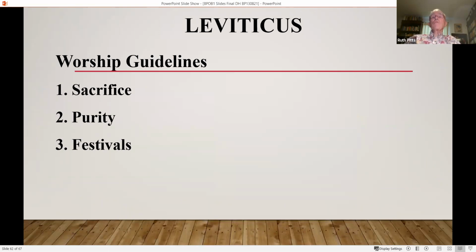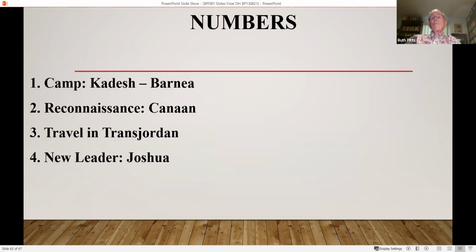Worship guidelines, sacrifice, purity, festivals, carry on. That's Leviticus. Numbers, the camp is at Kadesh Barnea. The reconnaissance goes into Canaan. Travel in Transjordan, and a new leader, Joshua, will emerge. All right.